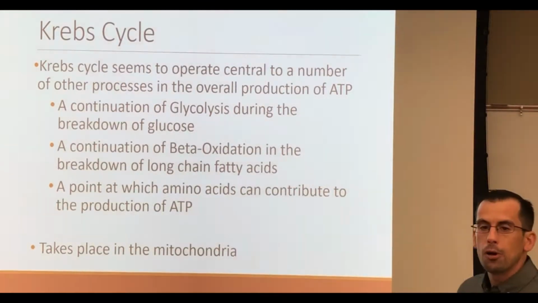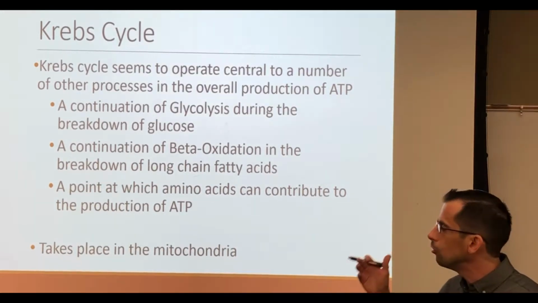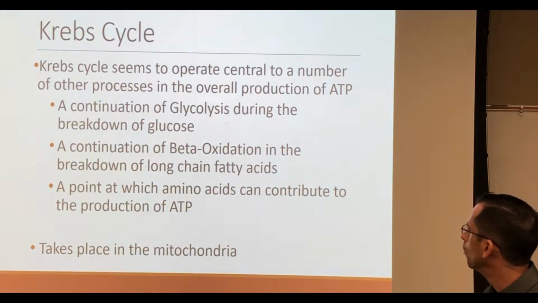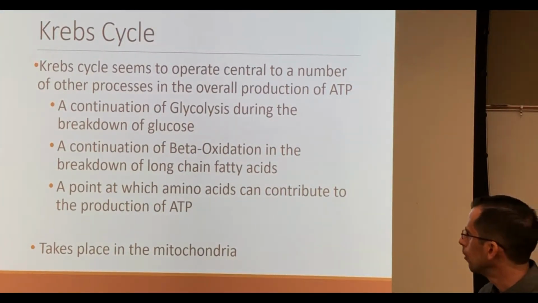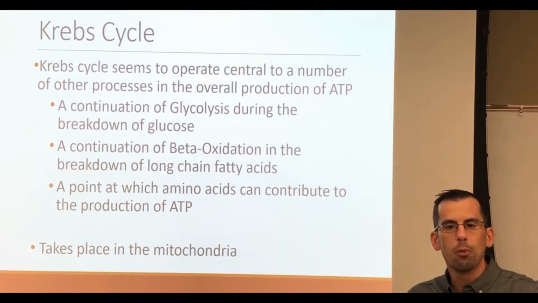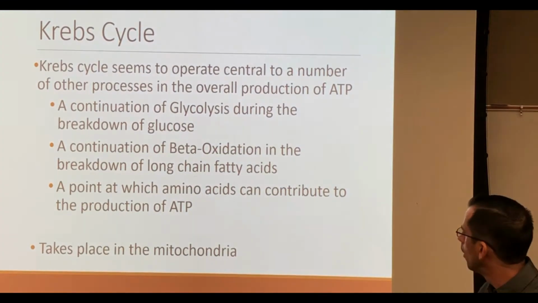Krebs is going to seem to operate as a central hub to some of those biochemical pathways. A lot of these different pathways flow into Krebs and then continue on to the oxidative phosphorylation process. So we see glycolysis continue on. Glycolysis produces pyruvate, which then gets converted to acetyl CoA, as we'll discuss, and that goes into our Krebs cycle.